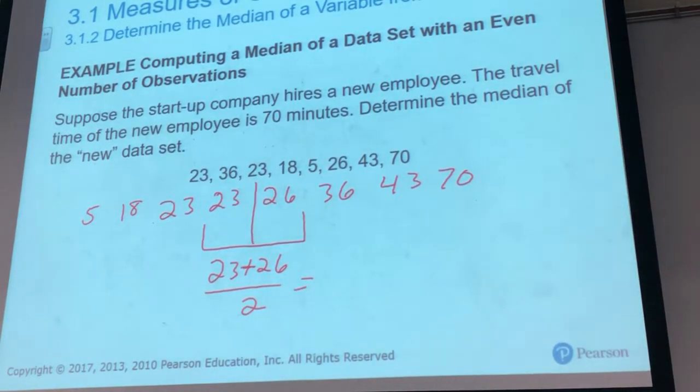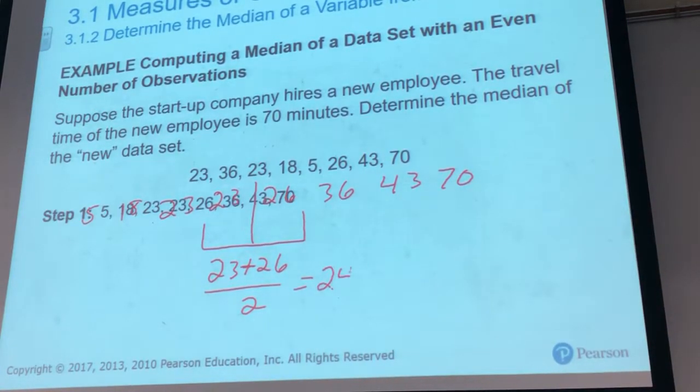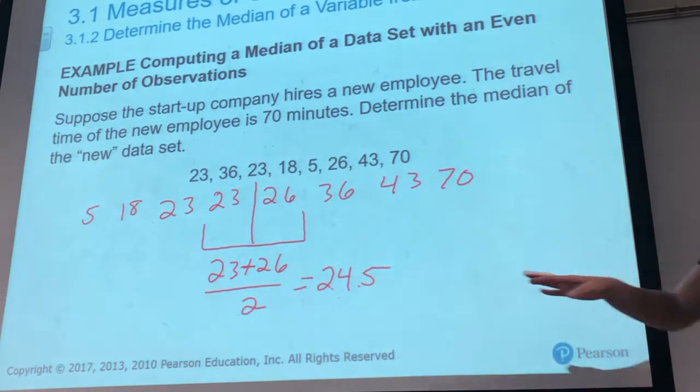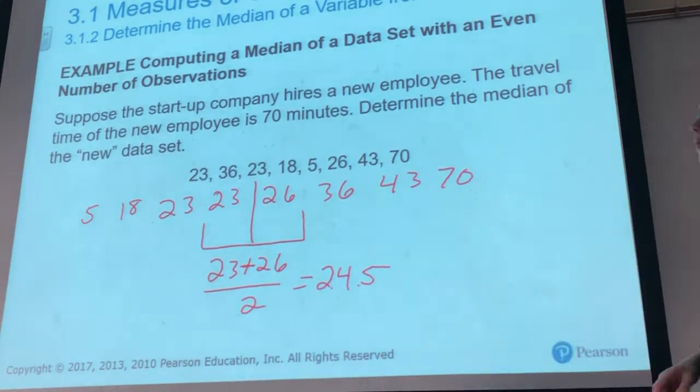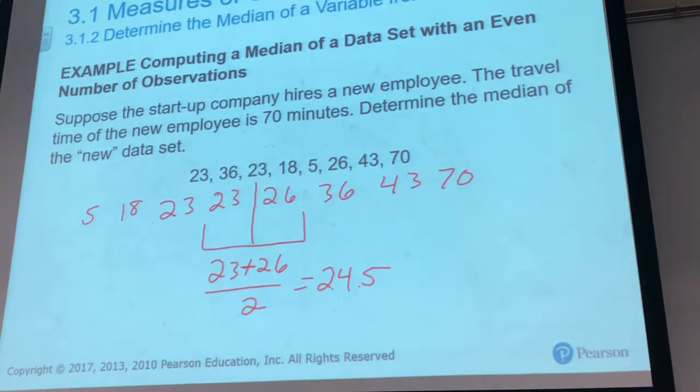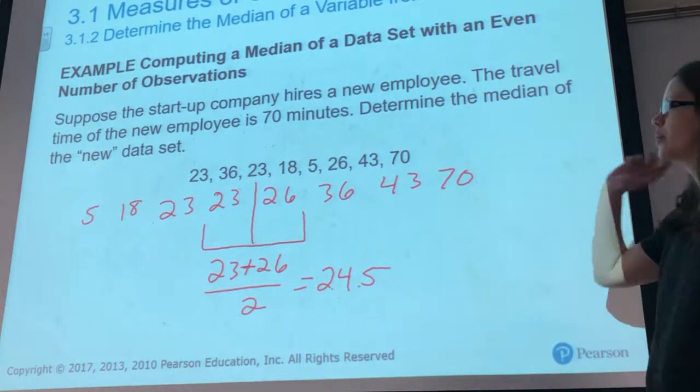And again, this number should be right smack dab in the middle of 23 and 26. And it should make sense with your list of numbers up here, which ours does. So again, if you get something that's really, really big or really, really small compared to all of your other numbers, go back and double check your work. So that's how you'll do the median for these types of ones, if you're doing it by hand.